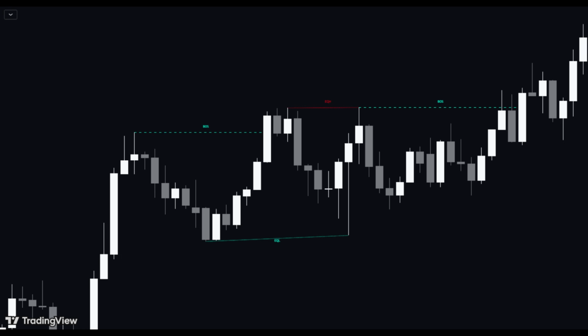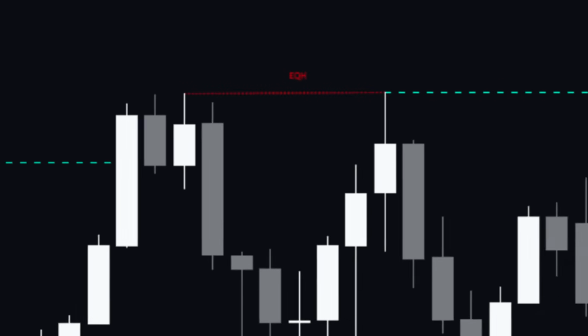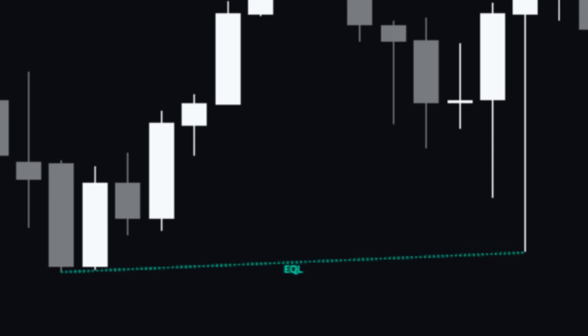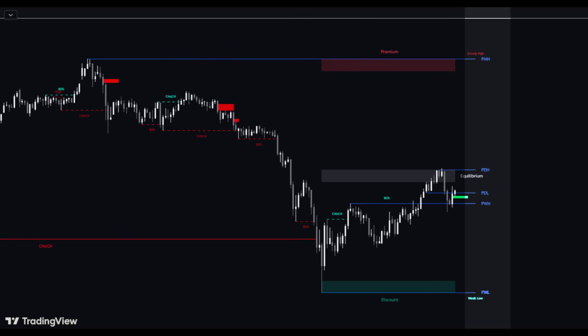The indicator automatically highlights liquidity pools on your chart using labels like EQH for equal highs and EQL for equal lows. It also automatically marks out multi-timeframe (MTF) levels, showing you the major daily, weekly, and monthly highs and lows. Here is how you use this to your advantage.